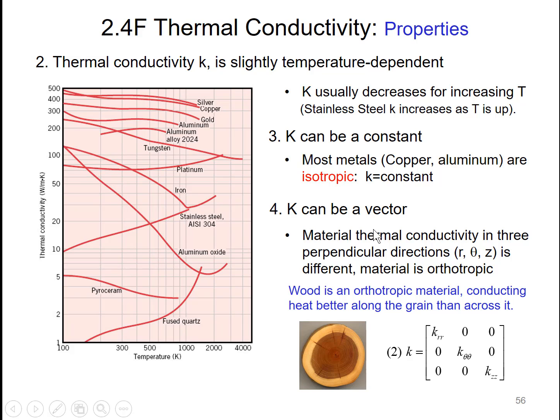Fourth, thermal conductivity can be a vector. It indicates the material's thermal conductivity in three perpendicular directions, like r, theta, and z, is different. Therefore, the material is called orthotropic. For example, wood is an orthotropic material. It conducts heat better along the grain than across it. So the thermal conductivity of wood is a vector.